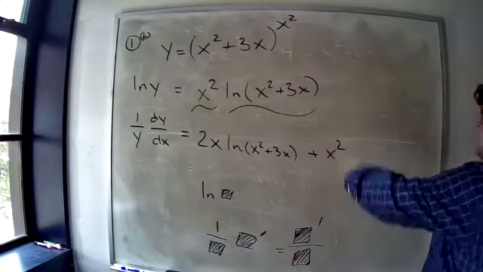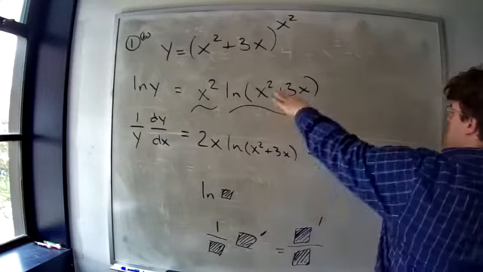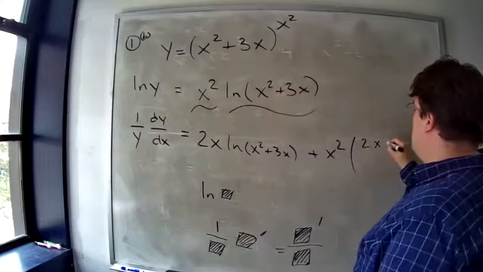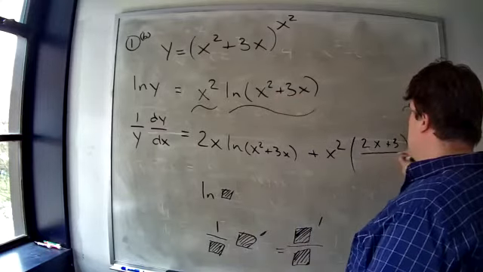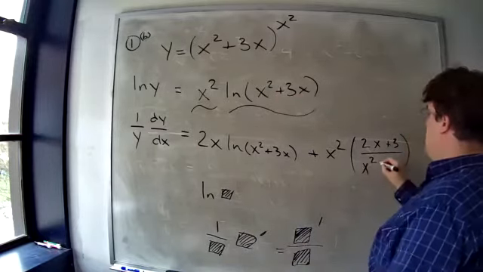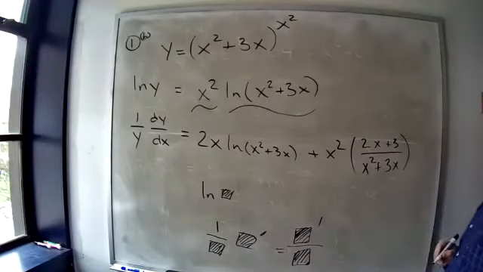And what would we get here? Well, derivative of x squared plus 3x, 2x plus 3, and divide by x squared plus 3x.